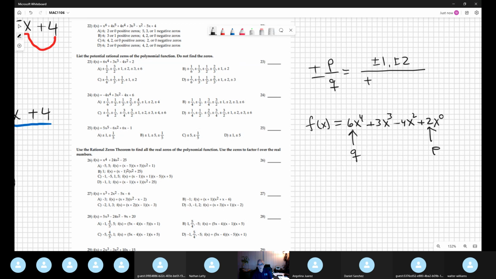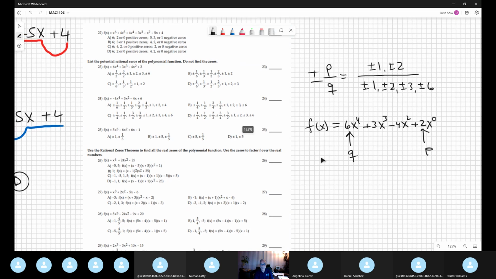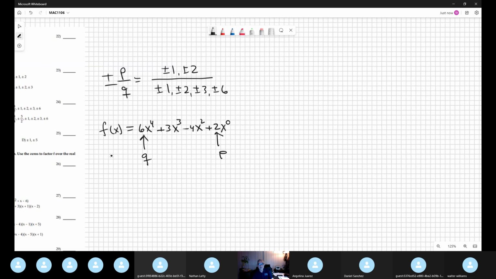So plus or minus 1, plus or minus 2, plus or minus 3, and plus or minus 6, because the number is 6. You decompose 6 into factors that multiply each other: 6 and 1, and 2 and 3. And then find the combinations. The list associated with this is the list of potential rational zeros. You take the first number, the denominator is 1, so plus or minus 1 and plus or minus 2. You divide this by this, and this by this. Makes sense, right?